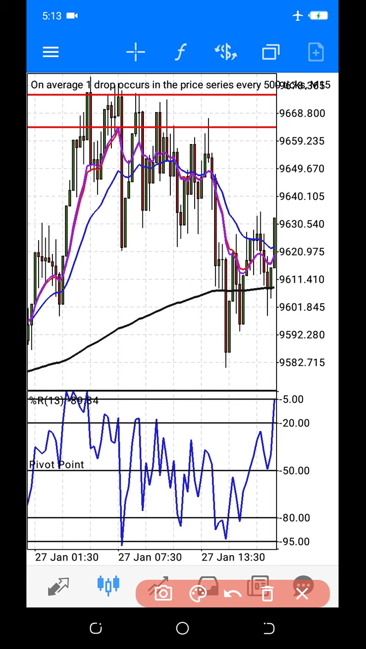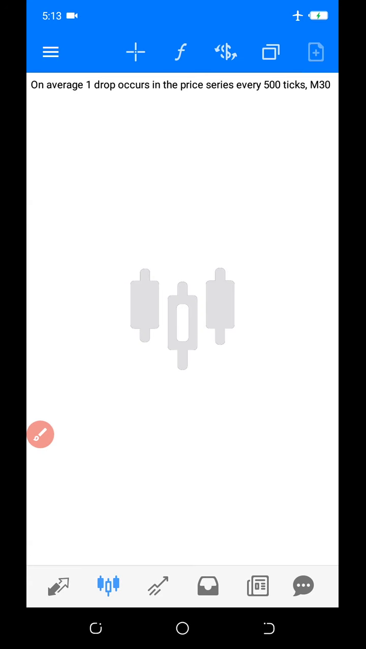Now remember that this strategy can be used to trade anything. Remember, it's about entry and exit. So now we're done with that. That was M15. Let's go to M30.